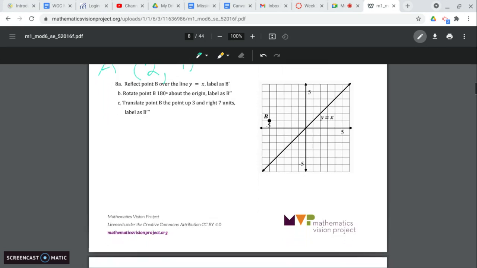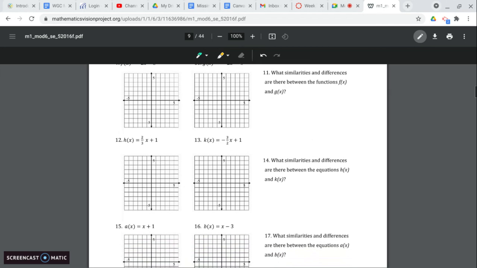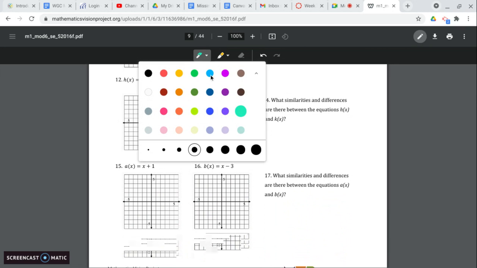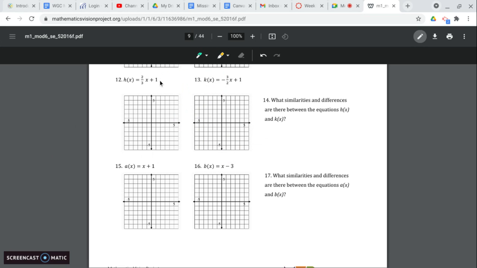Okay? All right. And the last part, graphing linear equations. Graph each function on the coordinate grid provided. Extend the line as far as the grid will allow. And then you're going to graph each, and then the last one will be, what are the similarities and differences between the two? So we're going to look at 12 and 13. So these have a fraction for a slope, each of them do. So on this first one, we have a slope of 2/3 x and then y-intercept of 1.